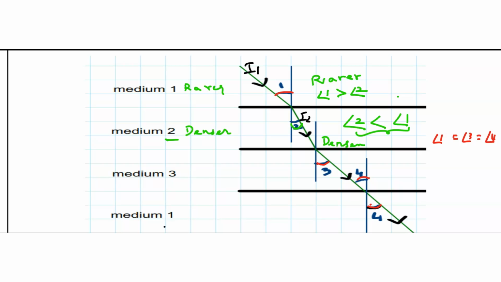If this angle is x, this will also be x, and this will also be x, isn't it? What will be this angle? This will be less than x, isn't it? Angle 2 will be less than x. So in this case, if this angle is equal, this angle is equal, this angle is equal, what will be this angle and this angle?